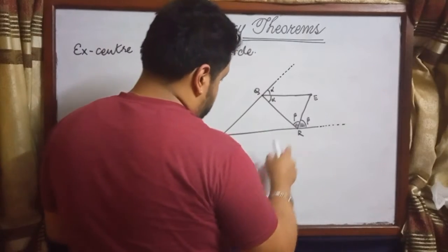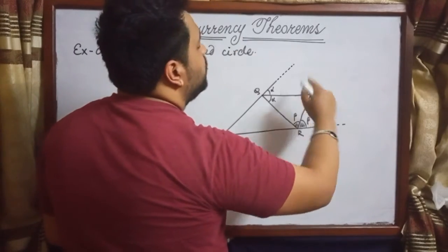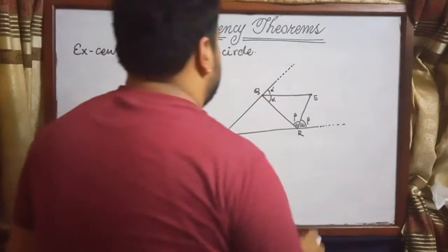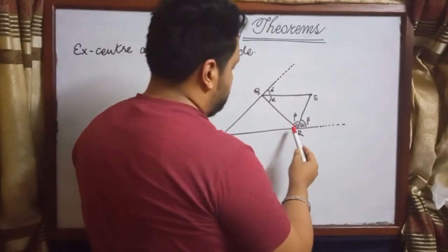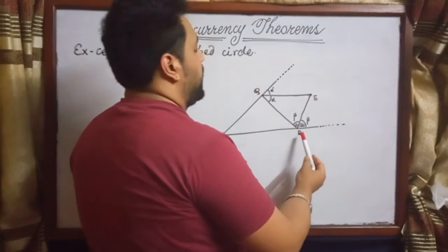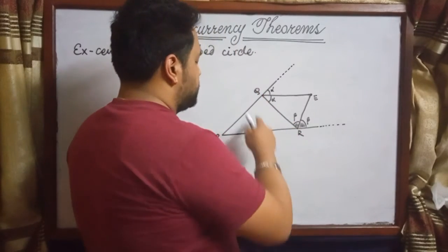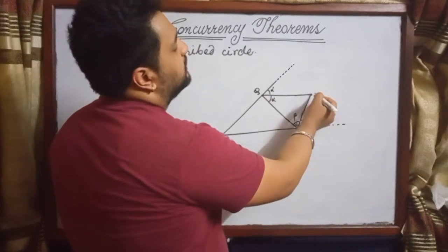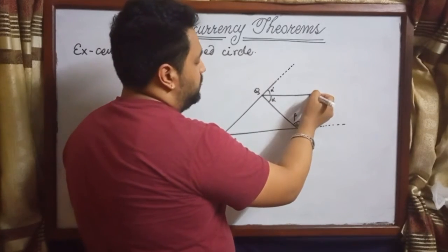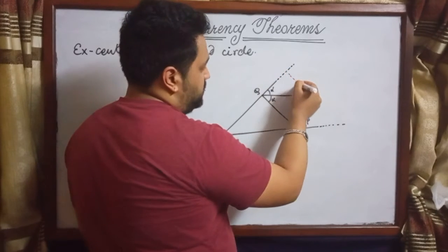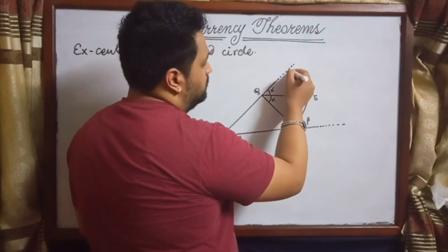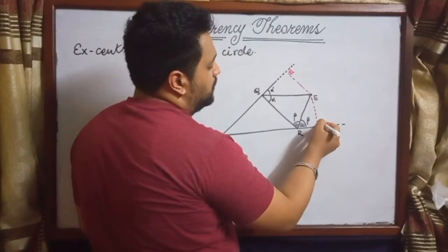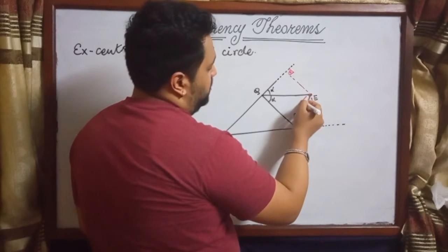So now we are going to show first of all that PQ, QR and RP, these three sides of the given triangle, are equidistant from this point. All right, now let's draw a perpendicular.